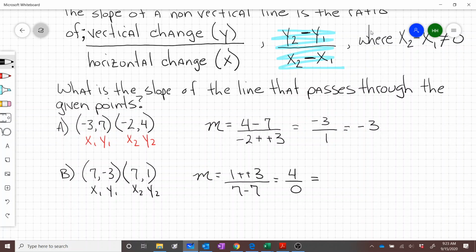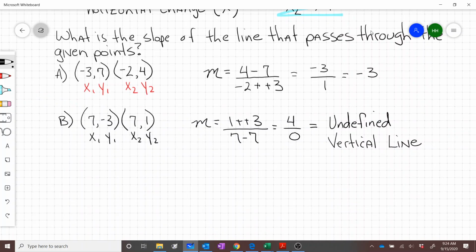Now, when there's a 0 in the denominator, that's called undefined. So in this case, the slope would be undefined. When the slope is undefined, this is a vertical line. When the slope is undefined, or when there's a 0 in the denominator, it's a vertical line.